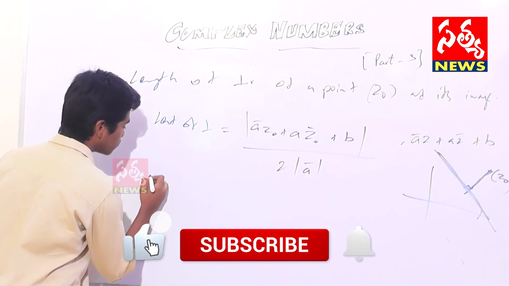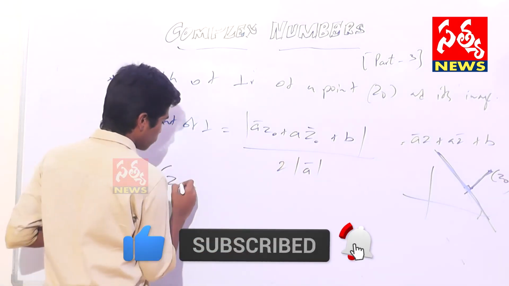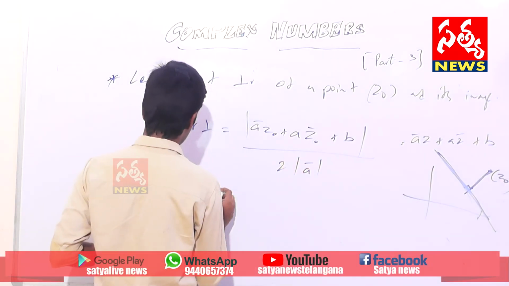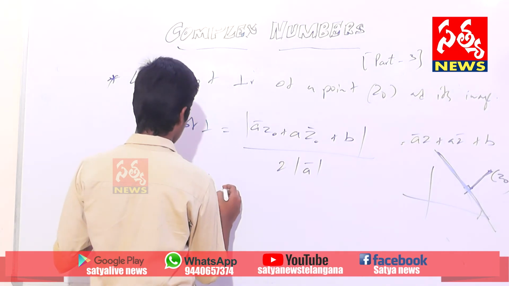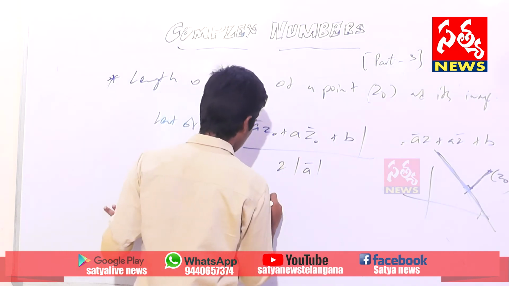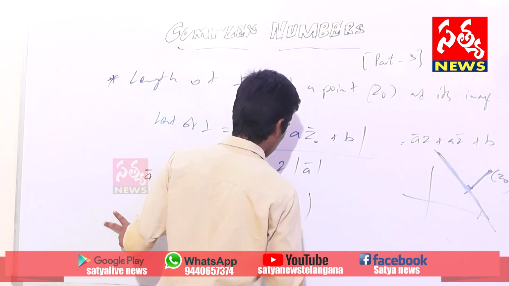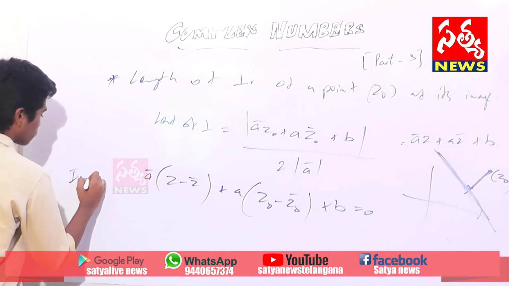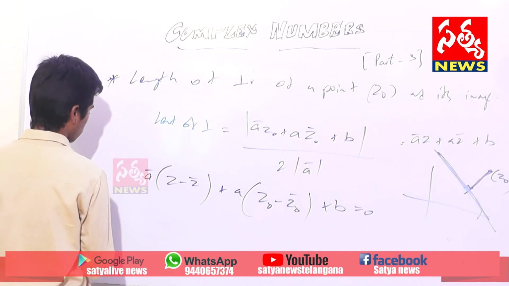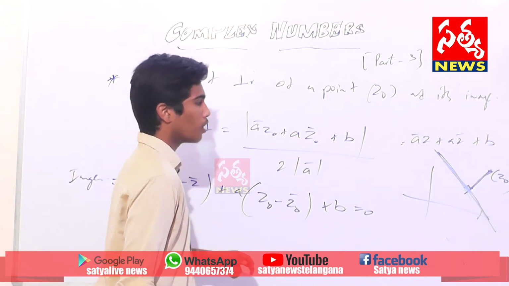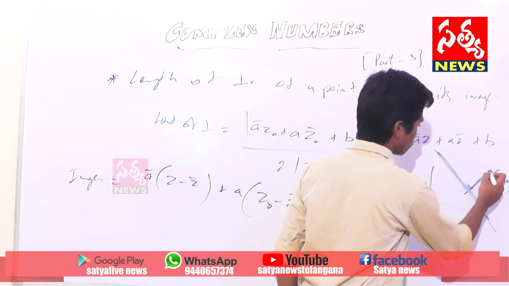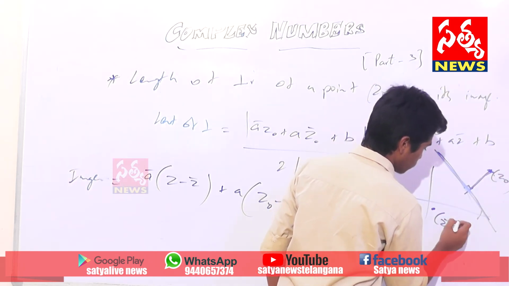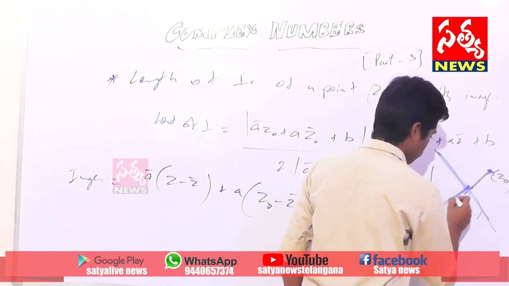Now the image is given by a bar into (z minus z bar) plus a into (z0 minus z0 bar) plus b is equal to 0. This is the image of the point z0. So the point z0 will lie here, and this is the point z0 bar.